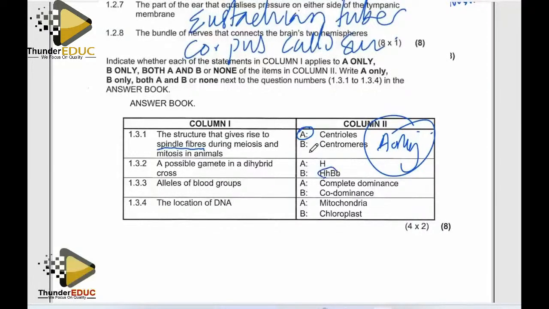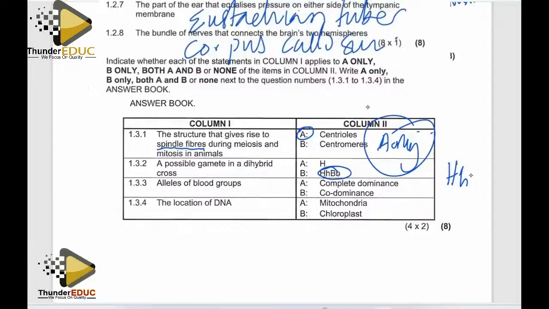Gametes. So in this case, it looks like a gamete. I think there must be a discussion about it. They're saying that if you look at this, guys, you'll find out that this and this is not separated. You understand? This is a genotype.